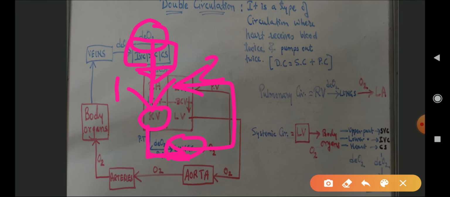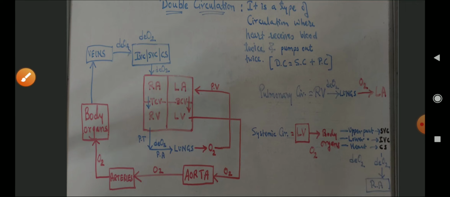So how many times is the heart receiving blood? Two times. The first time it gives out blood, I am marking as A, and the second time it gives out, I am marking as B. The first time it gives blood to the lungs, and the second time it gives it out through the aorta to the body organs. So blood enters the heart and is given out two times. That is why this type of circulation is considered double circulation.